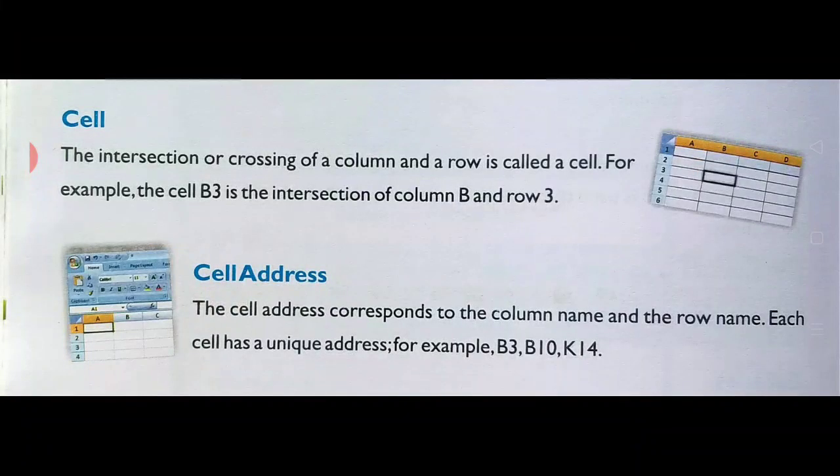Okay, the square is in B column and third number row. It means what? What is its cell address? It's B3. Whenever you want to tell the address of the cell, you have to tell first the column name and the row number.